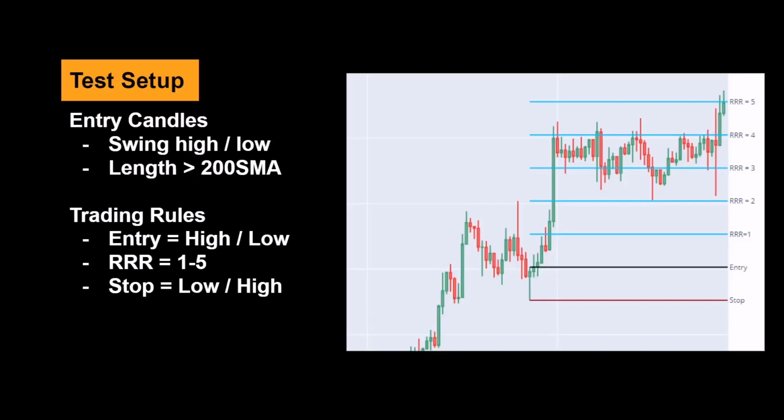Before we actually start looping through thousands of candles in the history, we do want to have some simple screening rules. First, these entry points need to be at the swing highs and the swing lows. Second, we want this candle to be above the 200 simple moving average of the candle length itself. Basically, that means these candles need to be at a pivot point and they should also have a certain length. They can't be too small.